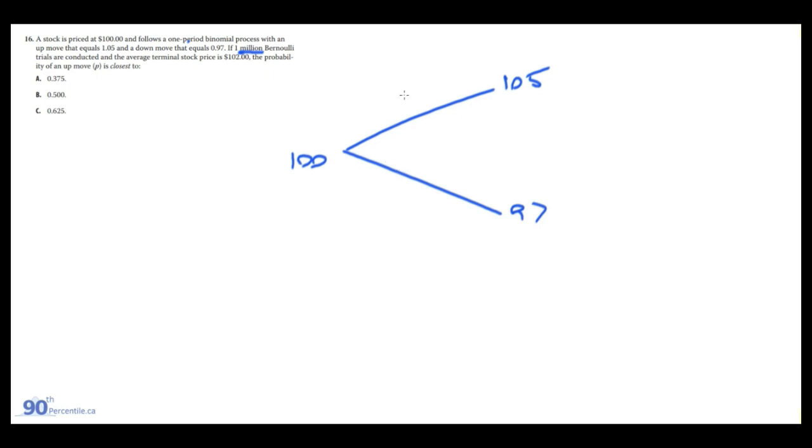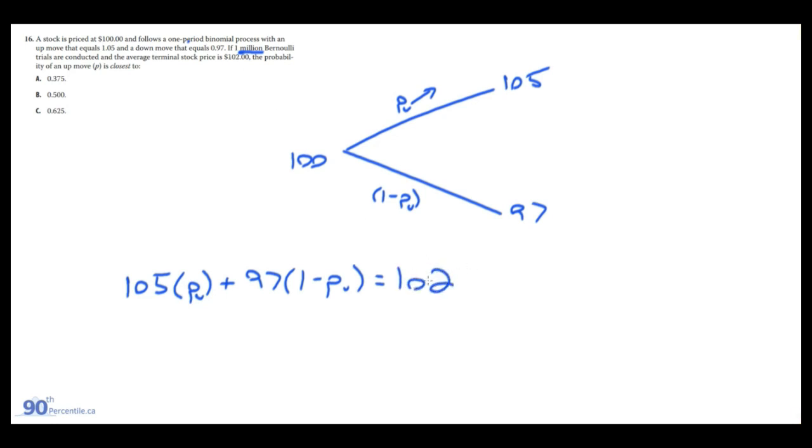And we need to calculate the probability of the stock price moving up to this, and then the inverse of that would be 1 minus the probability of the up move. So if we were to put this into simple algebra, it would basically look like this. 105 times the probability plus 97 times 1 minus the probability of an up move, put PU there, equals 102. So 102 is effectively the expected value.